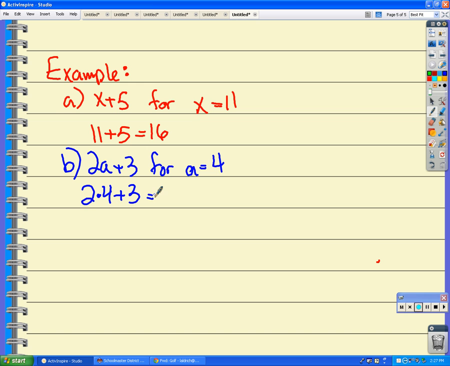11. Good, because as we talked about yesterday, your order of operations, you do the multiplication first. 2 times 4 is 8. And 8 plus 3 is 11. Yeah?